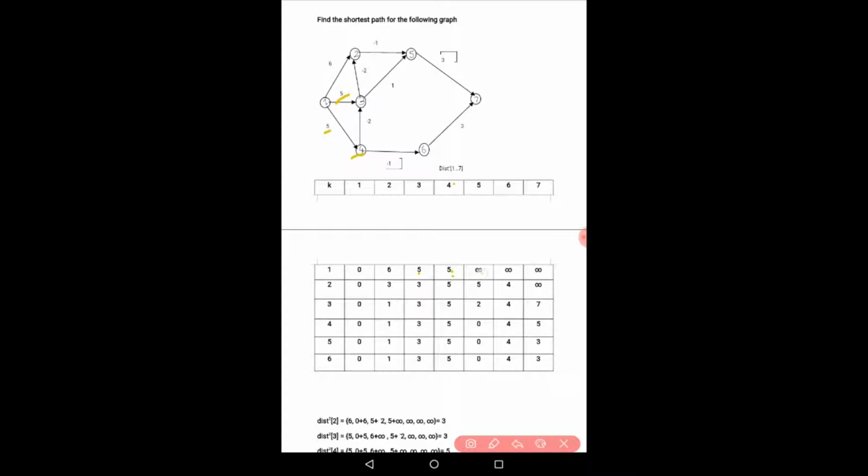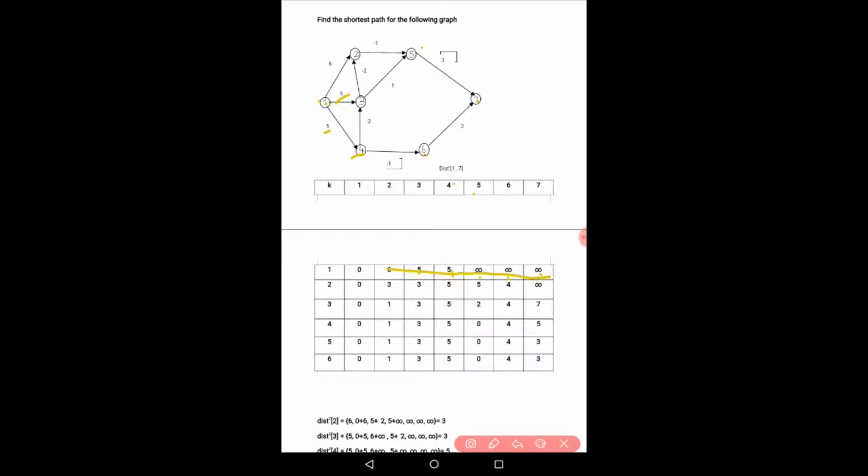Other edges we will fill with other vertices. Distance to other vertices will be infinity. So next is 5. From 1 to 5 there is no edge connection. It is not an adjacent node, so the value is infinity. Then 6 also has no direct connection, so the value will be infinity. Then 7 also has no direct connection from 1, so that value is also infinity. So like this we will fill the first row.